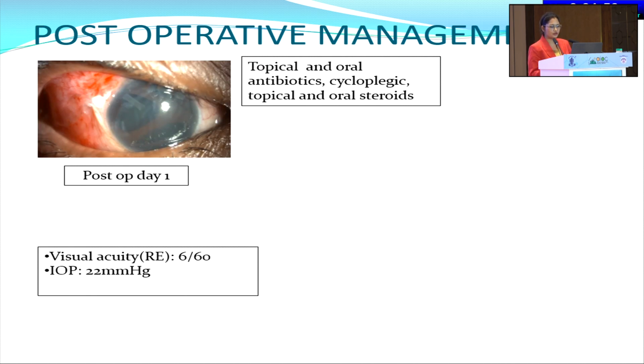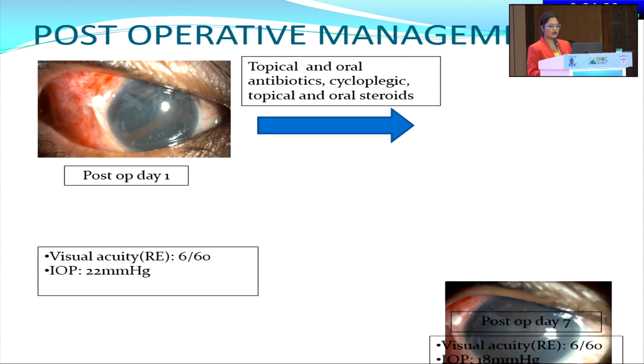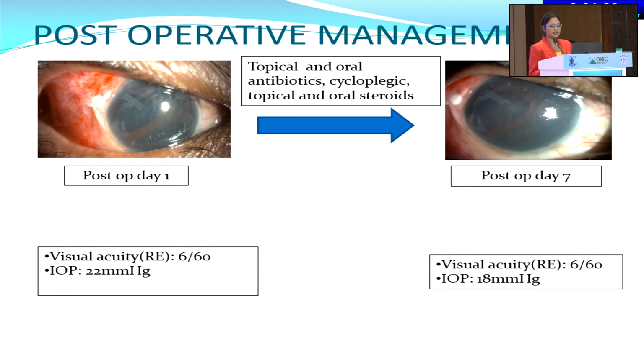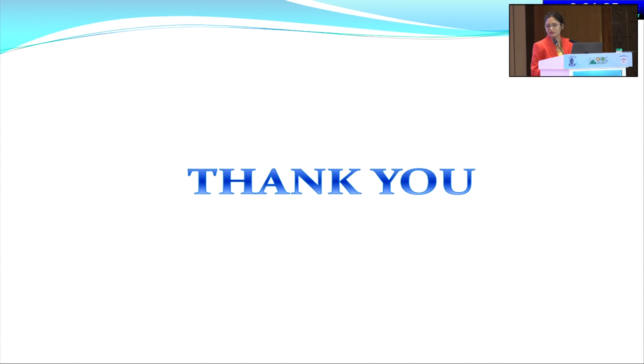Post-operative management: on post-op day 1, the visual acuity of the right eye was 6/60. The IOP was slightly lowered to 22 mmHg. The patient was given topical and oral antibiotics, cycloplegic, and topical and oral steroids. Later, the visual acuity of the right eye was 6/60, and the IOP became even more lowered to 18 mmHg. Thank you.